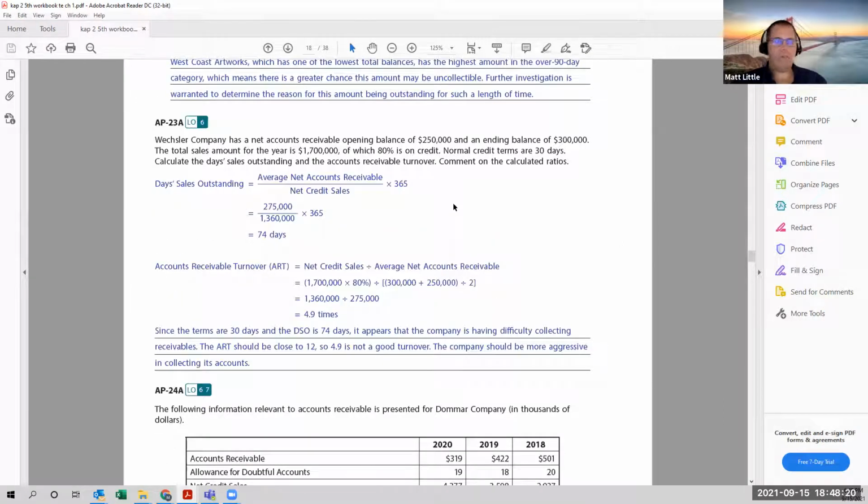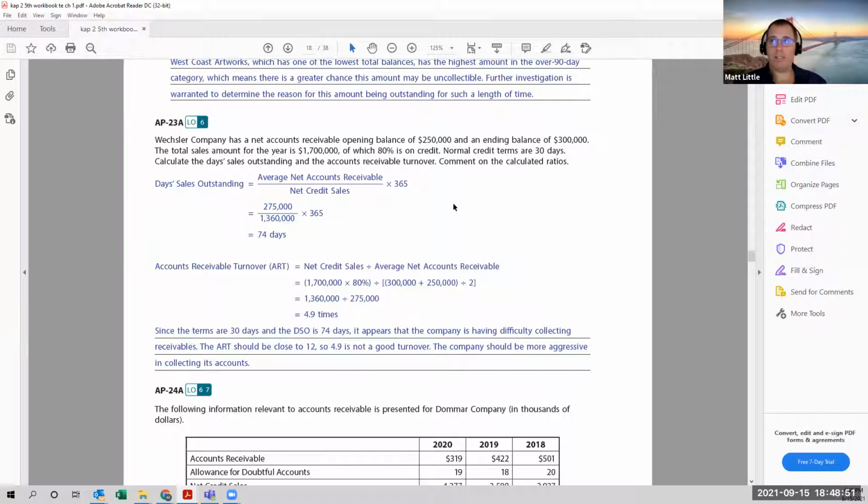All right, and the last one we'll do recorded for today is question 23. It's a little formula one that we looked at in the lesson this week, where we have a company that has a net AR opening balance of 250,000 and an ending balance of 300,000. We have a total sales amount of 1.7 million, of which 80% is on credit. Normal credit terms are 30 days. Calculate the days sales outstanding and the AR turnover and make some comments.